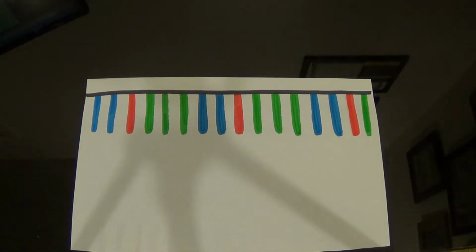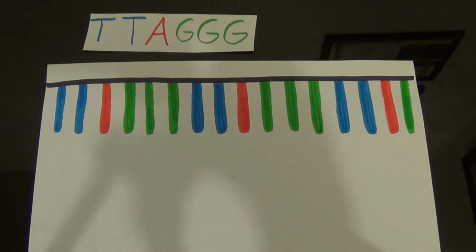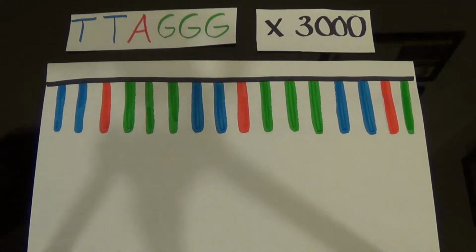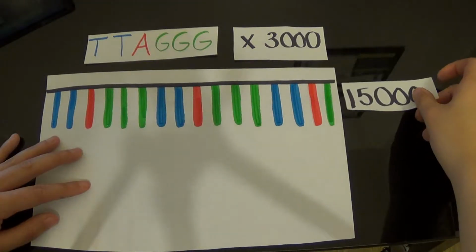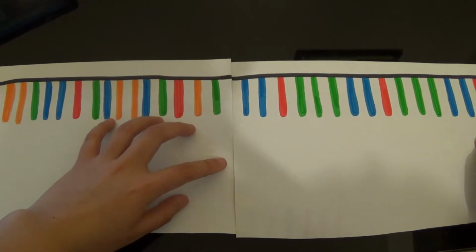In humans, our telomere sequence is thymine, thymine, adenine, guanine, guanine, and guanine. This sequence occurs about 3,000 times and can be up to 15,000 base pairs long. Now picture the end of the DNA strand with its telomere attached to it.